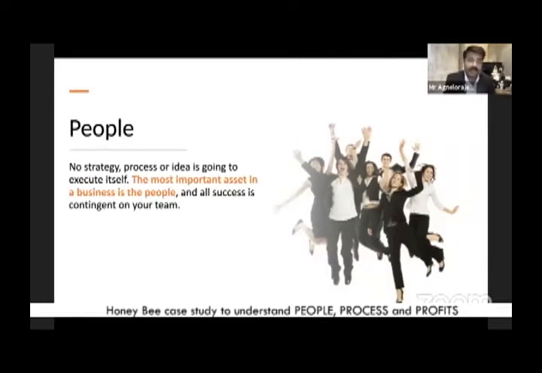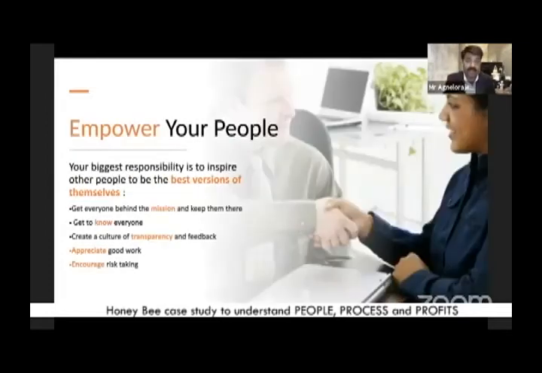No strategy, process, or idea is going to execute on its own. The most important asset in a business is the people, and all success is contingent on your team. The quality of the people that you have will define the quality of the journey your organization is going to drive, will define the quantum of profits that you're going to achieve, will define the quantum of impact that you'll have in the ecosystem and the environment around you. So people are the most important aspect of any organization.